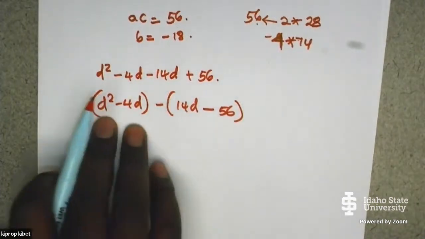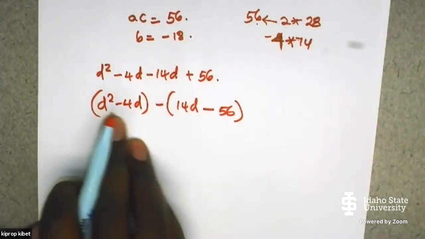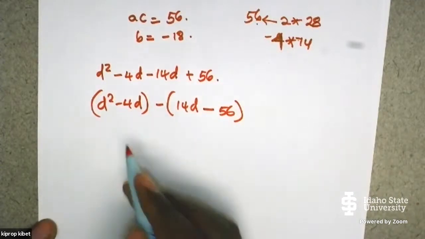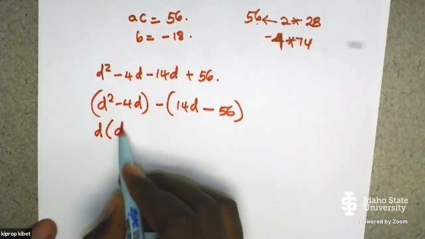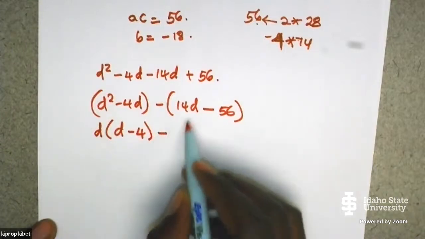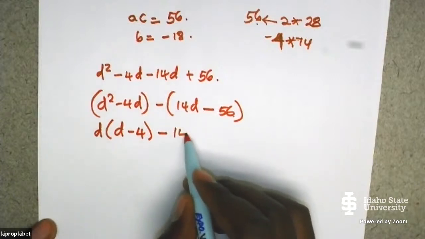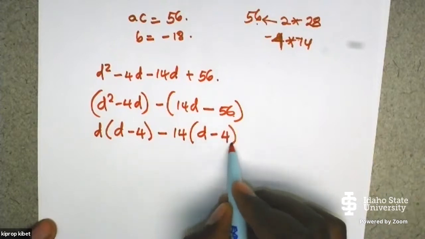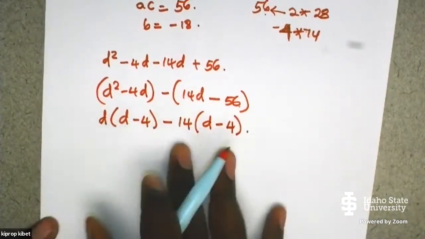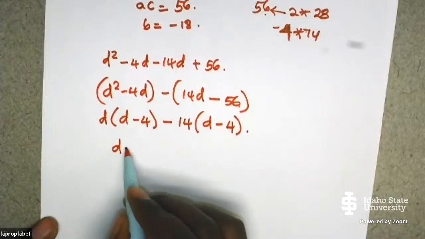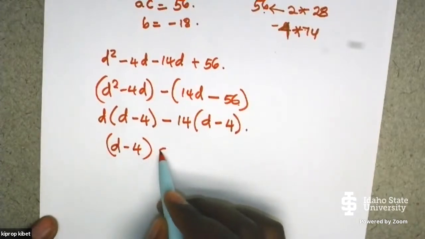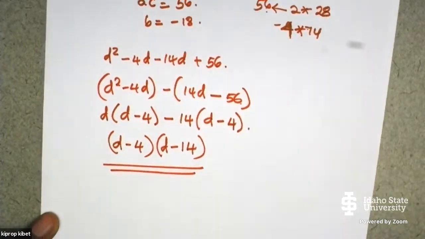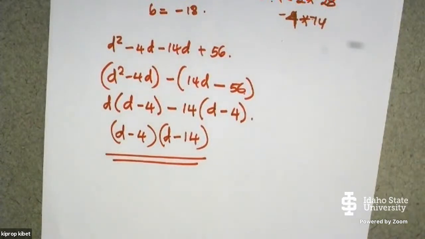Then now, what is common in d squared minus 4d? Our d, right? So d times d minus 4, minus, what is common here? 14. So d minus 4. What is common again here is d minus 4. What remains is d minus 14. Any question?